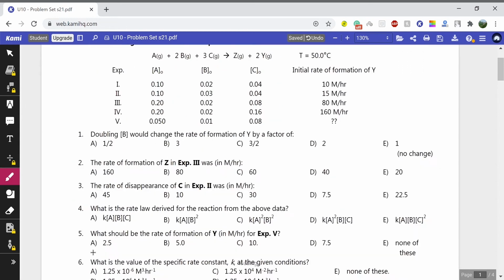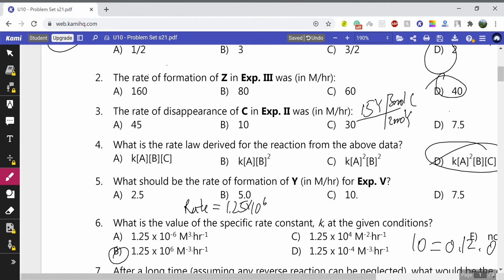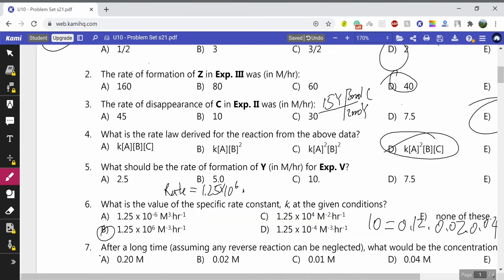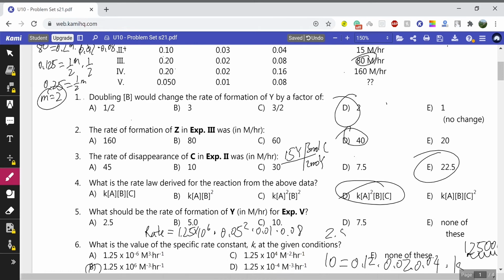Now that we know that, we can come back to number 5 and use rate is equal to 1.25 times 10 to the 6th power times A squared. A for experiment 5 will be 0.05, 0.05 squared times 0.01 times 0.08. So 1.25 e to the 6th power times 0.05 squared times 0.01 times 0.08 gives an answer of 2.5. And that is our answer of A.